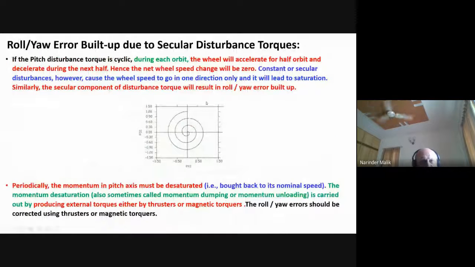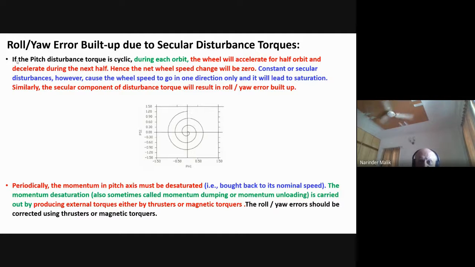Now here you say that if the pitch disturbance torque is cyclic during each orbit, the wheel will accelerate for half an orbit and then decelerate during the next half orbit, so the net wheel speed will be 0. But if there is a constant disturbance torque pushing the spacecraft over the pitch axis in one direction, the pitch wheel speed will either build up to a higher value or come down to a lower value, depending on the direction of disturbance. So when such a thing happens, you have to fire thrusters to bring the speed to the nominal value.